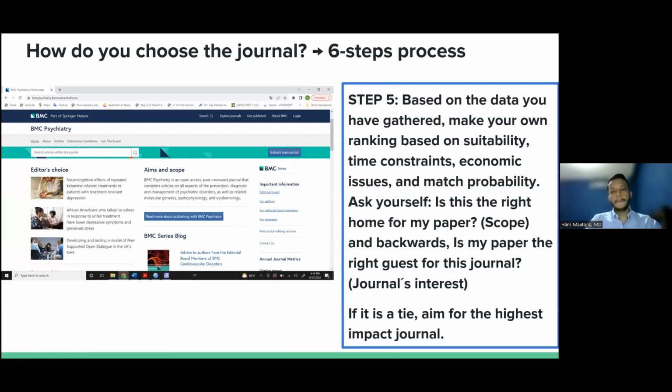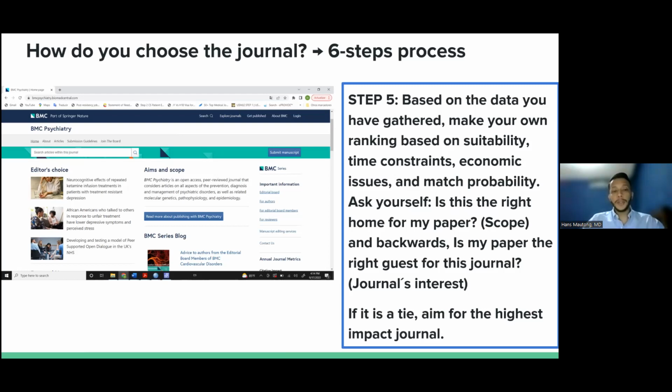And step number 5 would be, based on all the data you have gathered with all these tools, you have to make your own ranking based on the suitability, that is, how likely this manuscript is to get accepted in this particular journal, or the time constraints, how much time it will take to get published. Sometimes it will be 3 months, 6 months, a year. Also economic issues because of open access or other modalities, and the match probability that this paper will be accepted into this particular journal.